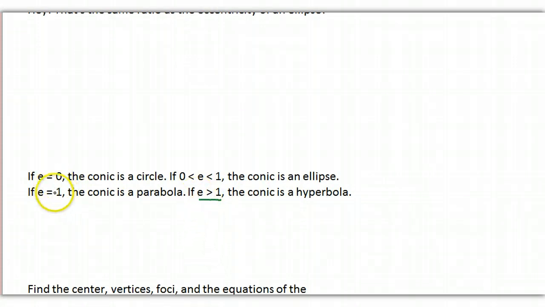So as a matter of fact, we can classify conics based on their eccentricity. If the eccentricity is 0, then we have a circle. If it's between 0 and 1, we have an ellipse. And if it's equal to 1, it's a parabola.